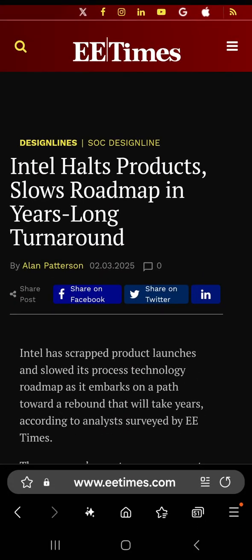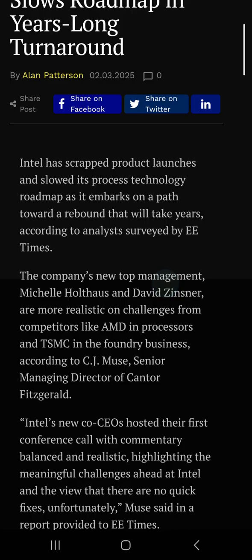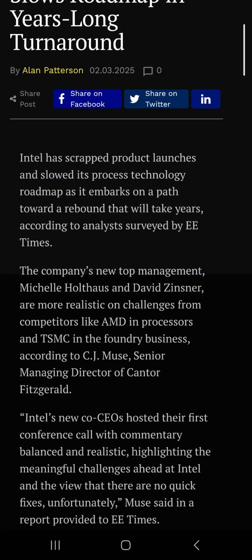Next article is Intel halts product launches, slows roadmap in a long turnaround. Intel has scrapped product launches and slowed its process technology roadmap as it embarks on a path toward a rebound that will take years, according to analysts surveyed by EE Times. The company's new top management, Michelle Holthaus and David Zinsner, are more realistic about challenges from competitors like AMD in processors and TSMC in the foundry business, according to C.J.